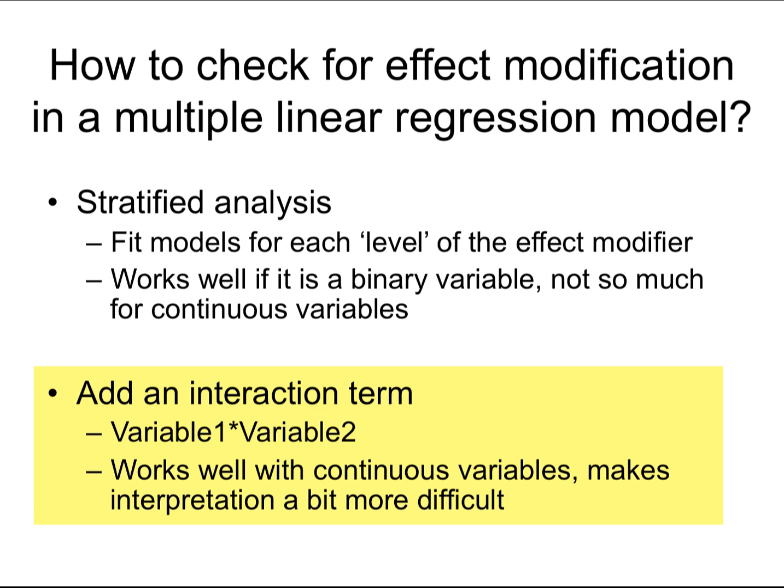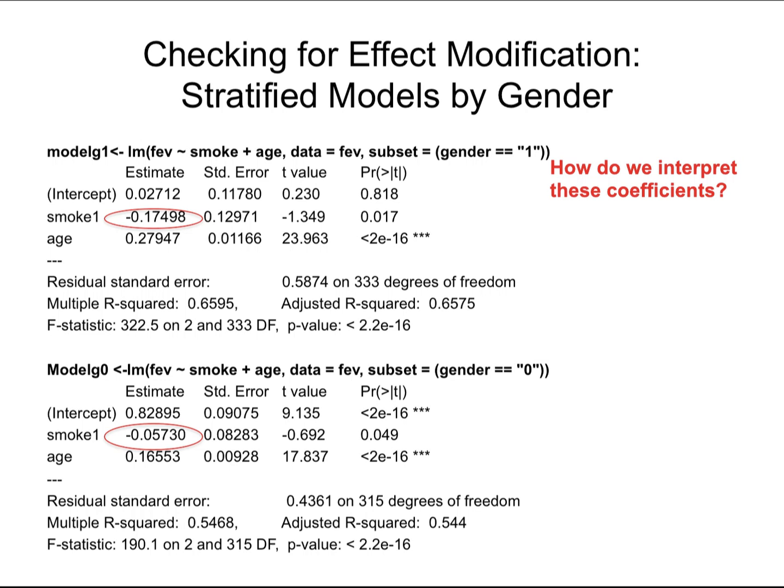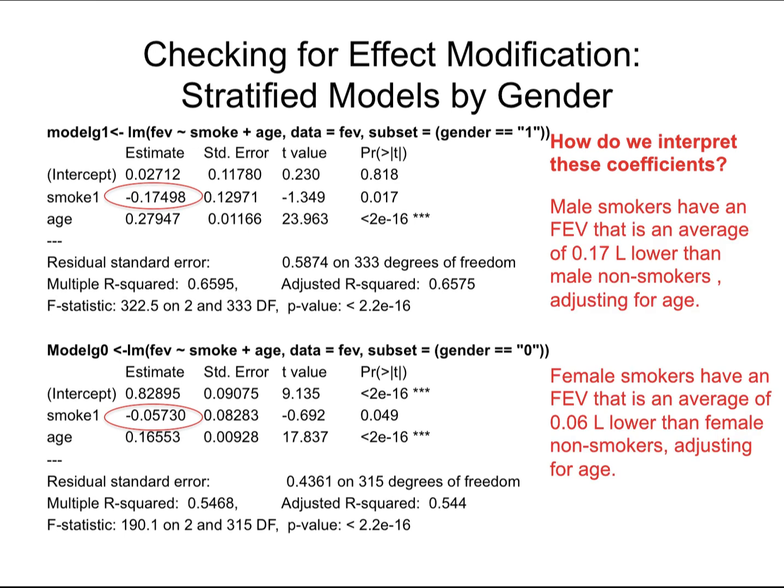This works with either continuous or categorical variables, but interpretations are more difficult. So let's turn to an example. First, let's try fitting models stratified by gender. The top model is restricted to men, where gender equals 1, and the bottom model is restricted to women, gender equals 0. So how would we interpret the coefficients for smoking in these models?